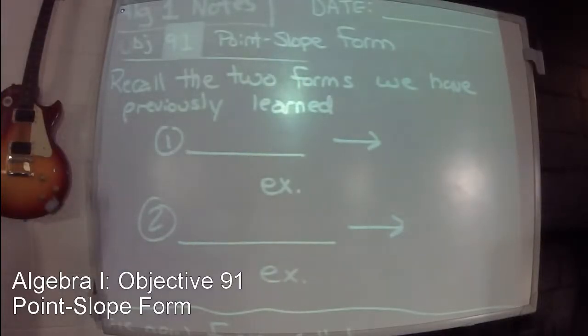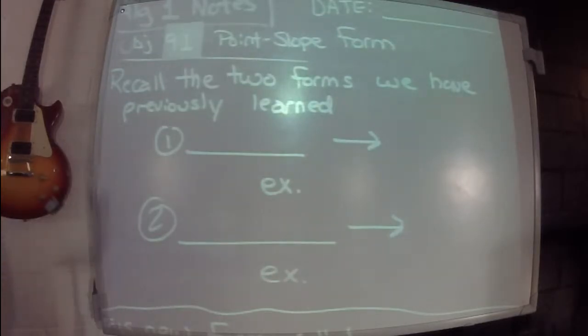Okay, look at the notes today. Point slope form. So I've got good news and bad news about this. This is a third form, a new form that we're going to talk about. That's the bad news. But the good news is this is the last form that you're going to have to worry about.